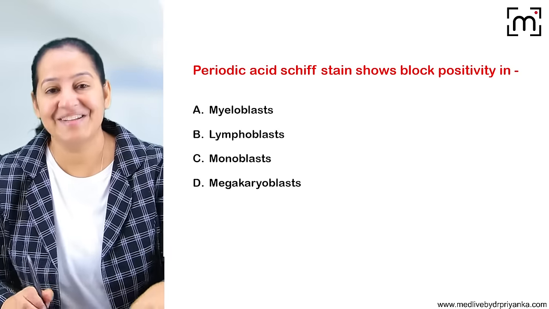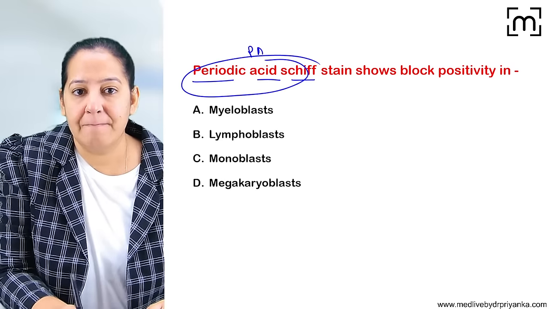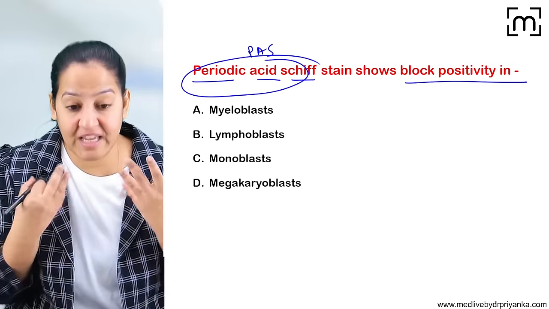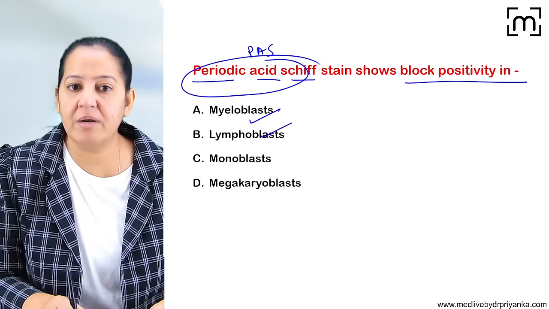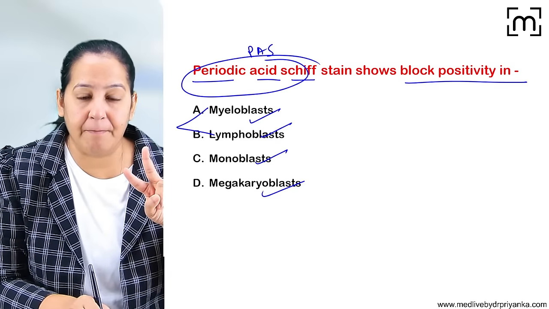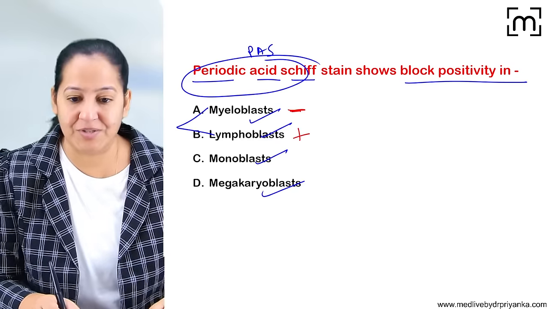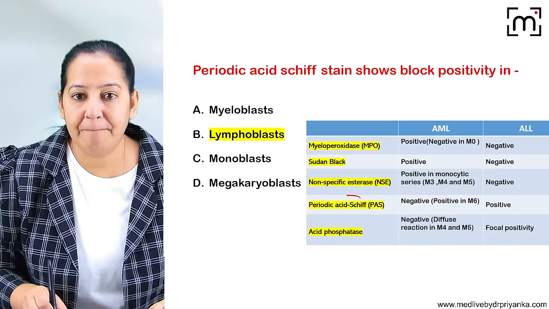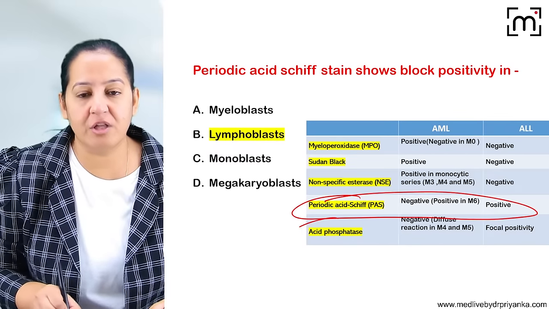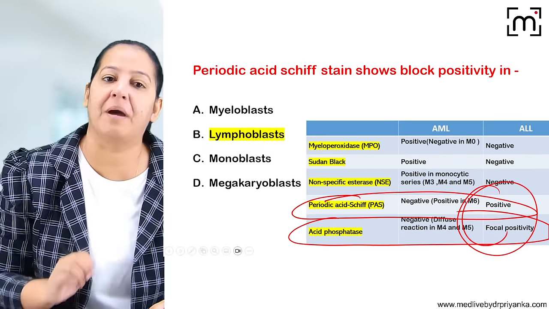Okay, got it. So PAS, periodic acid-Schiff stain. PAS stain shows block positivity in which? Myeloblast, lymphoblast, monoblast, or megakaryoblast? PAS is used to differentiate myeloblast and lymphoblast. In myeloblast it's negative. In lymphoblast it's positive. So PAS is one of the stains differentiating the two, and acid phosphatase.